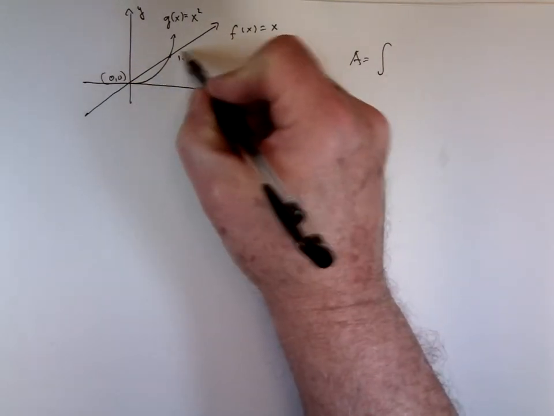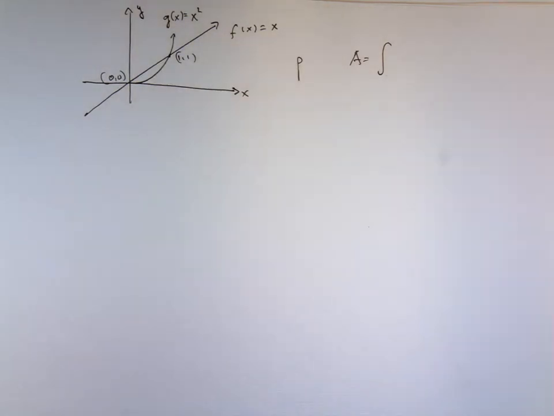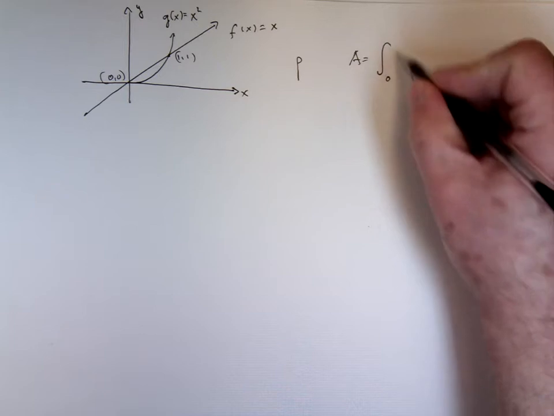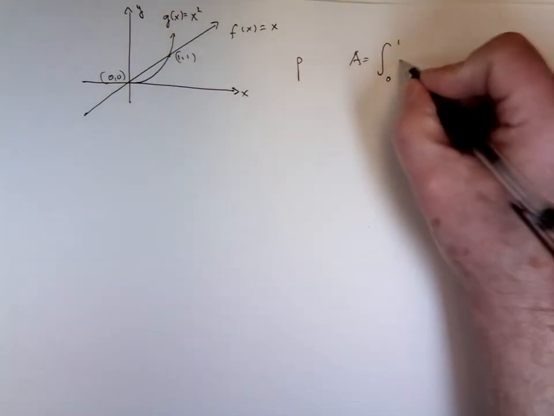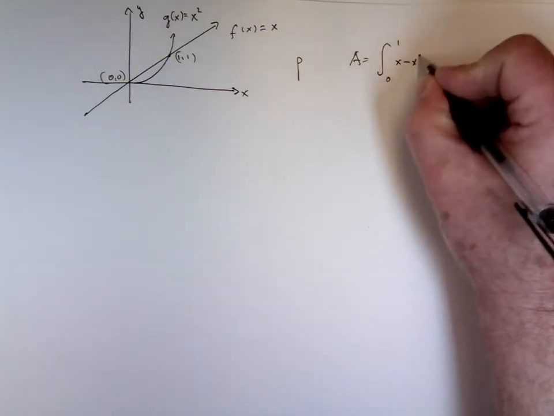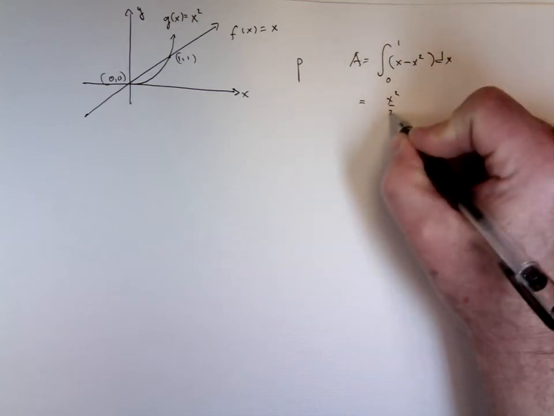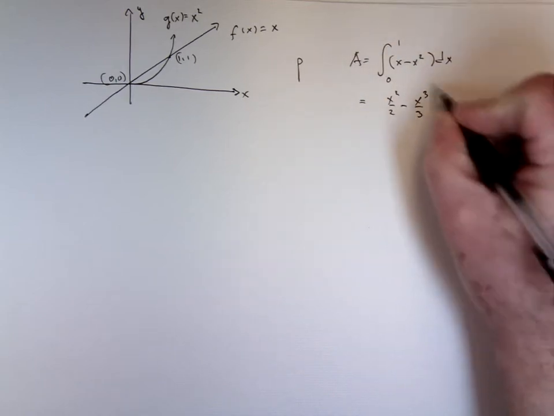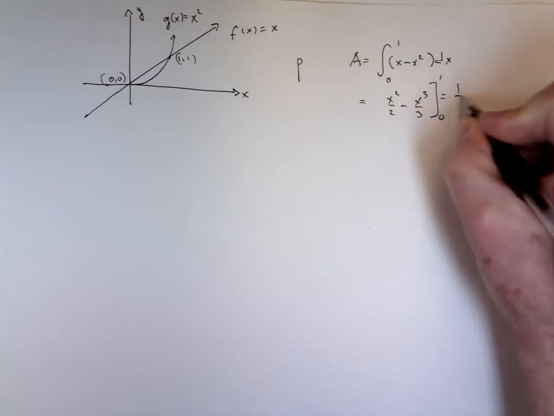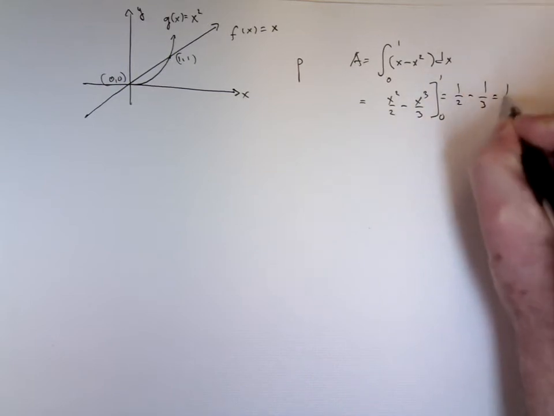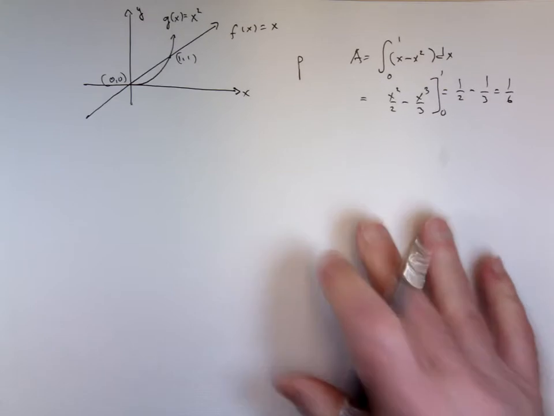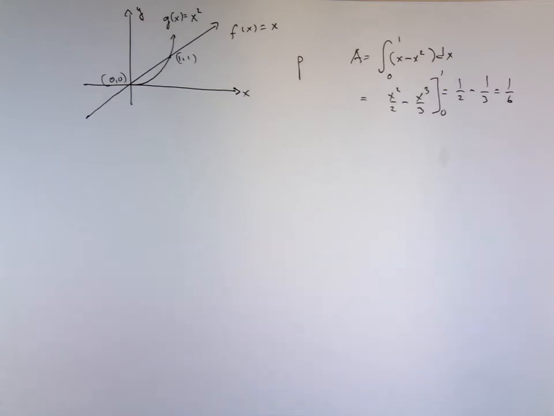Yeah, a lot of ways to do it. Basically, set the two equal to each other and solve for x. You get 0 and 1. So go from 0 to 1. It's top minus bottom. And integrate it. So x squared over 2, x cubed over 3. 0 to 1, you get 1 half minus 1 third, which is 1 sixth. Okay? So that's the area of that lamina.